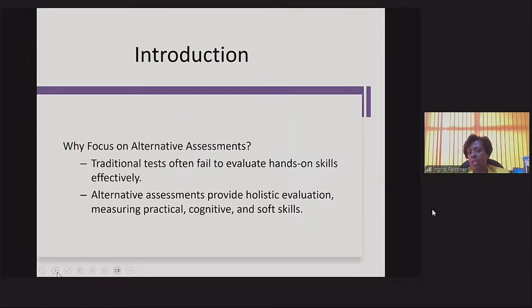Now, why do we focus on alternative assessment? Because traditional tests often fail to evaluate hands-on, that is, demonstrative skills effectively, and alternative assessment provides a holistic evaluation, measuring practical, cognitive, and soft skills.